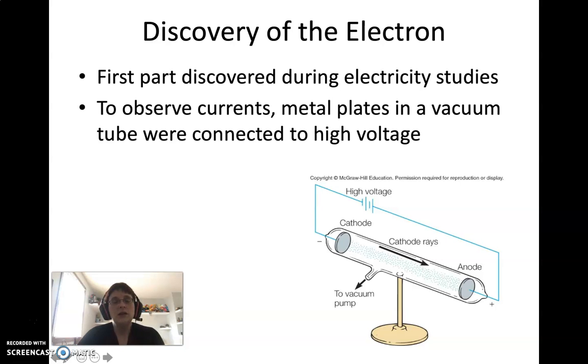When scientists were working to observe currents, they would build these cathode tubes. They would put metal plates on either end. They would vacuum out the air, so there was nothing inside, at least as far as they could tell. And then they would hook up a voltage source to this cathode tube. When they turned the voltage on, they would get what they called cathode rays. It was a greenish beam that would run from one metal plate to the other.